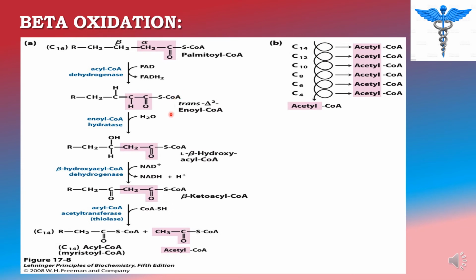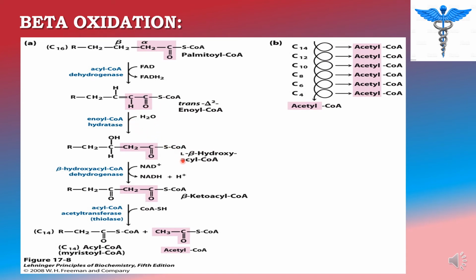In the next step, trans delta 2 enoyl coenzyme A is converted into beta hydroxyacyl coenzyme A by an enzyme enoyl coenzyme A hydratase. Here the enoyl coenzyme A hydratase brings about the addition of water, and delta 2 here means that there is a double bond between alpha and beta carbon atoms. This process is called hydration because here the water is being added.